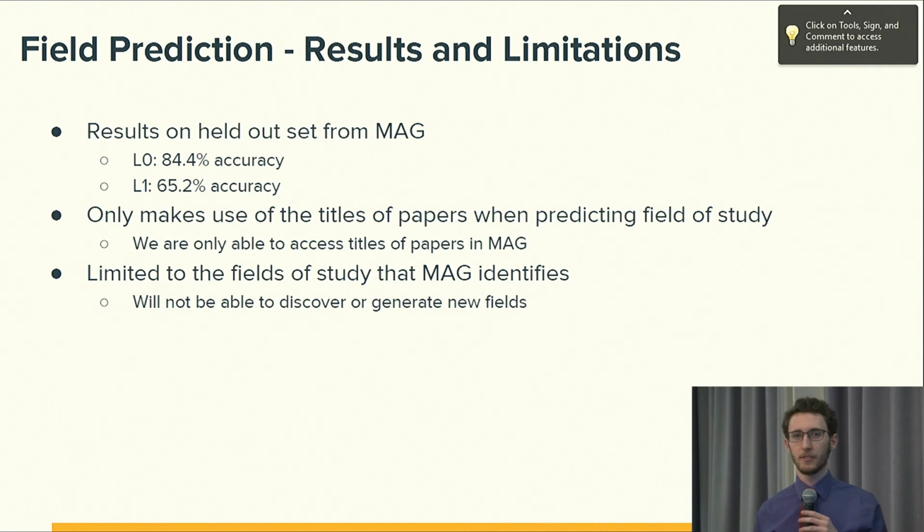And then some limitations of this approach. So it only makes use of the titles of paper when predicting field of study, and presumably richer information about the paper would be useful. This is because we were only able to access the titles of the papers in MAG, and this was the source of labeled data that we found. And it's also limited to the field of study that MAG has identified. So this is a fairly broad set, but it's not going to come up with its own new fields.